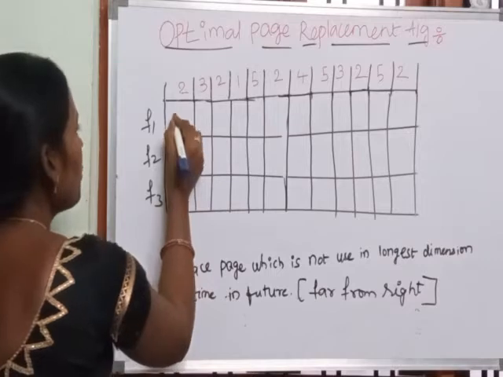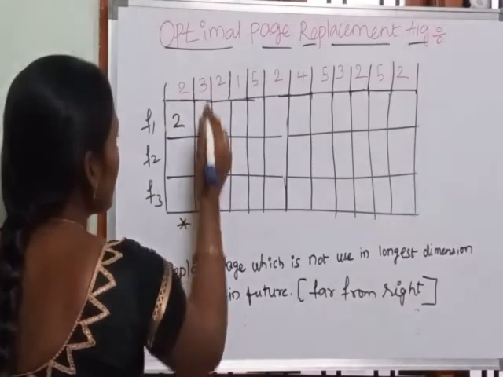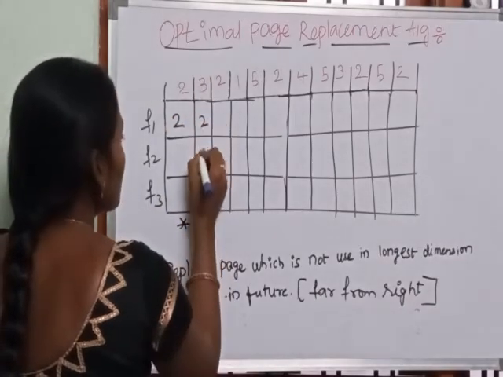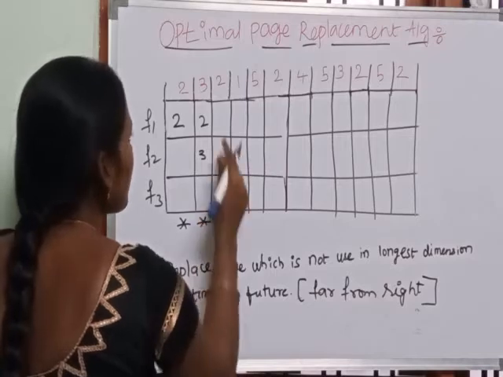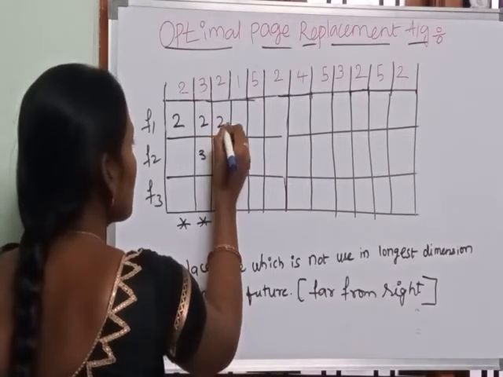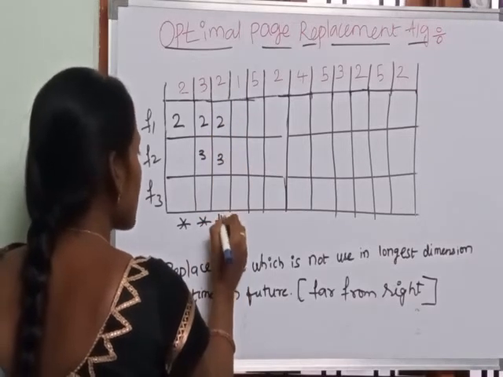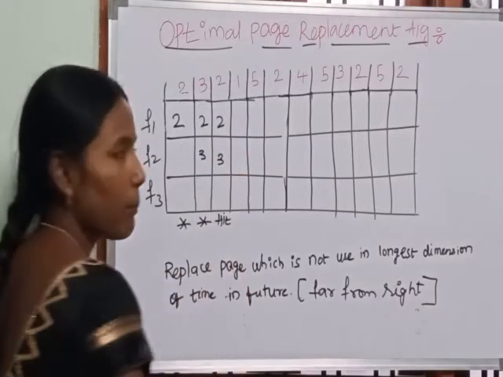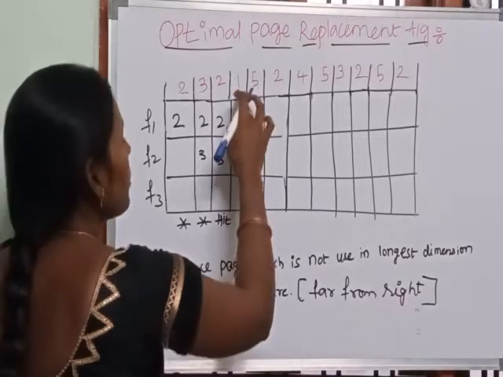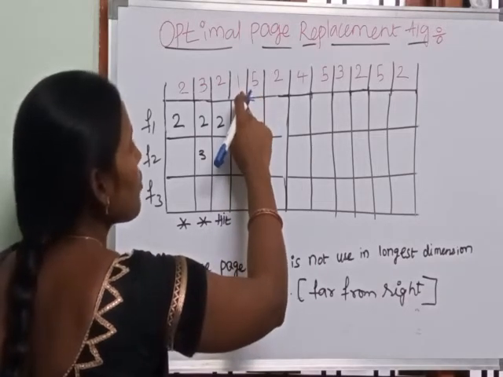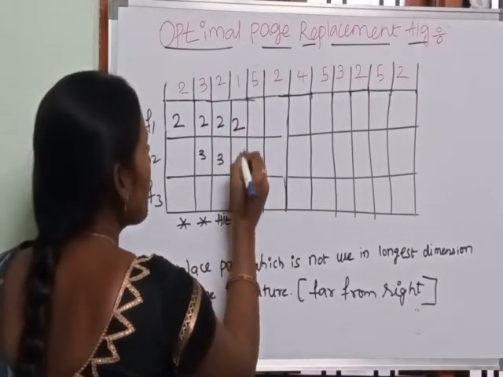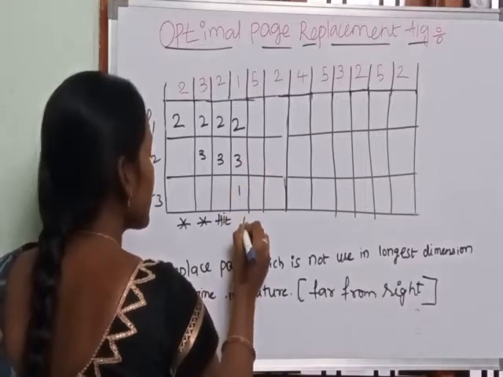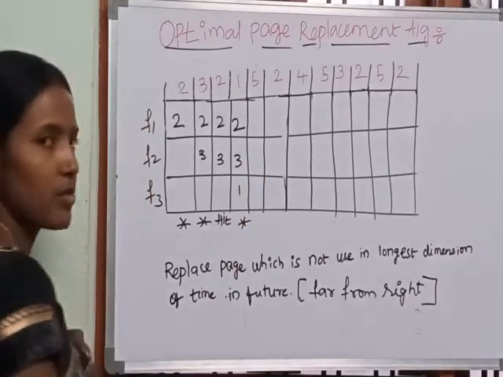Now 2. This is a page fault. Next 2, 3. This is also a page fault. Next 2. We call it a page hit, which means it is already available, so we write page hit. Now the next demanded page is 1. Already 2 and 3 are there. Now 1 is entered, so that is also a page fault.